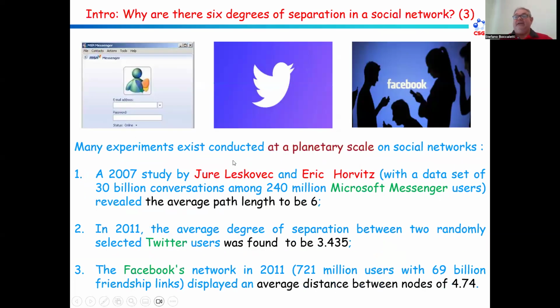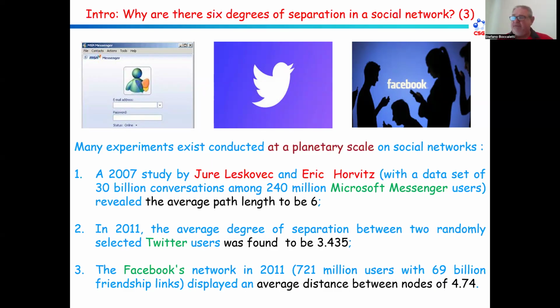Of course, then we live in a world which is made of social networks. So there are several experiments at the planetary scale on social networks. For example, in 2007, Jure Leskovec and Eric Horvitz analyzed a data set of 30 billion conversations among 240 million users of Microsoft Messenger. And they again revealed that the average path length was 6. In 2011, Twitter, now X, was analyzed, and it was found that the average degree of separation between two randomly selected users of Twitter was less than 6.